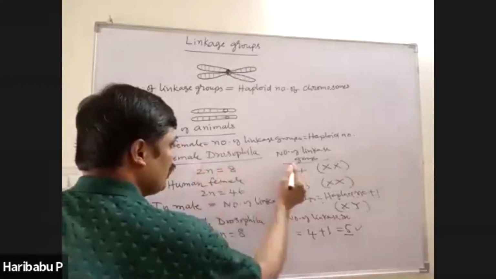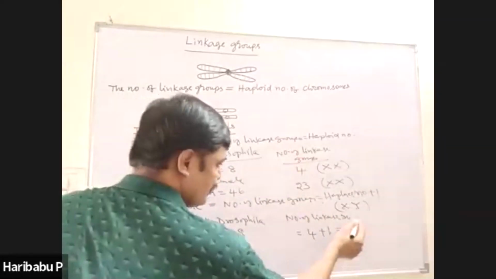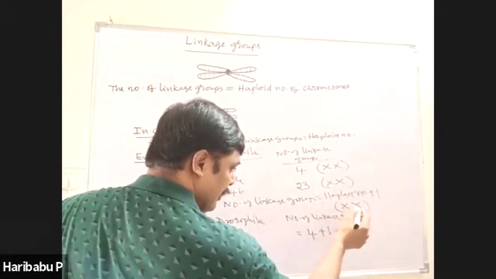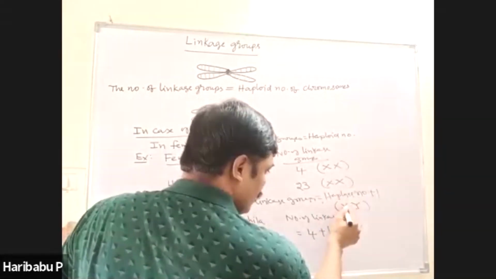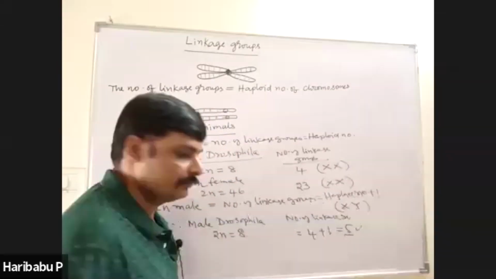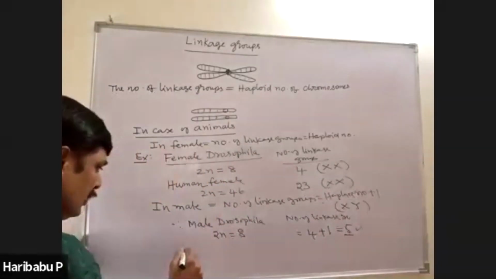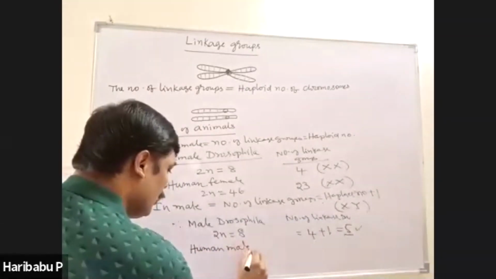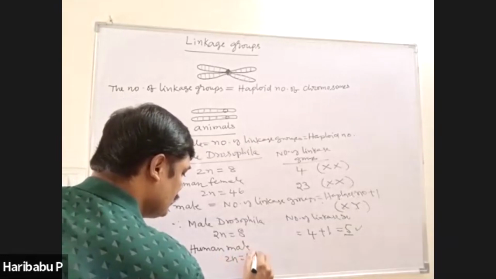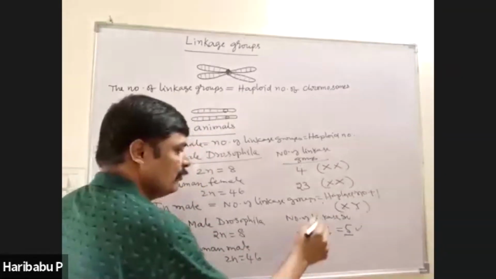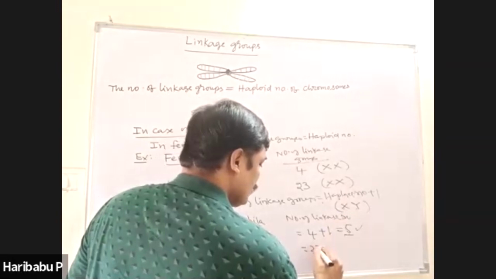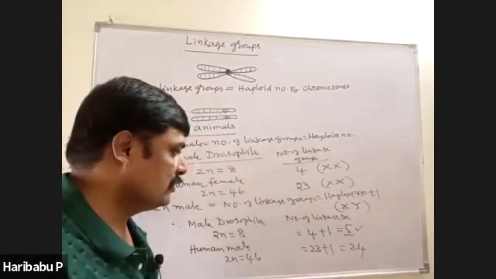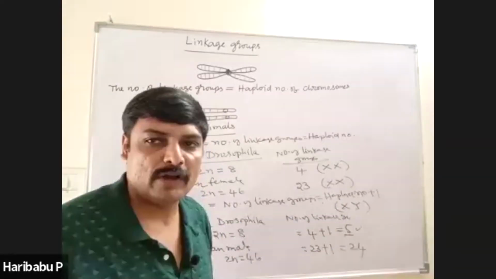In female Drosophila, 4. Why is it one extra? Because of the presence of Y chromosome. Why have we taken Y and X separately? The genes present on X are different from on Y. And similarly, human male, 2n is equal to 46. N is equal to 23 plus Y chromosome is different. That is equal to 23 plus 1. That is equal to 24. Because the genes present on X is different from on Y.